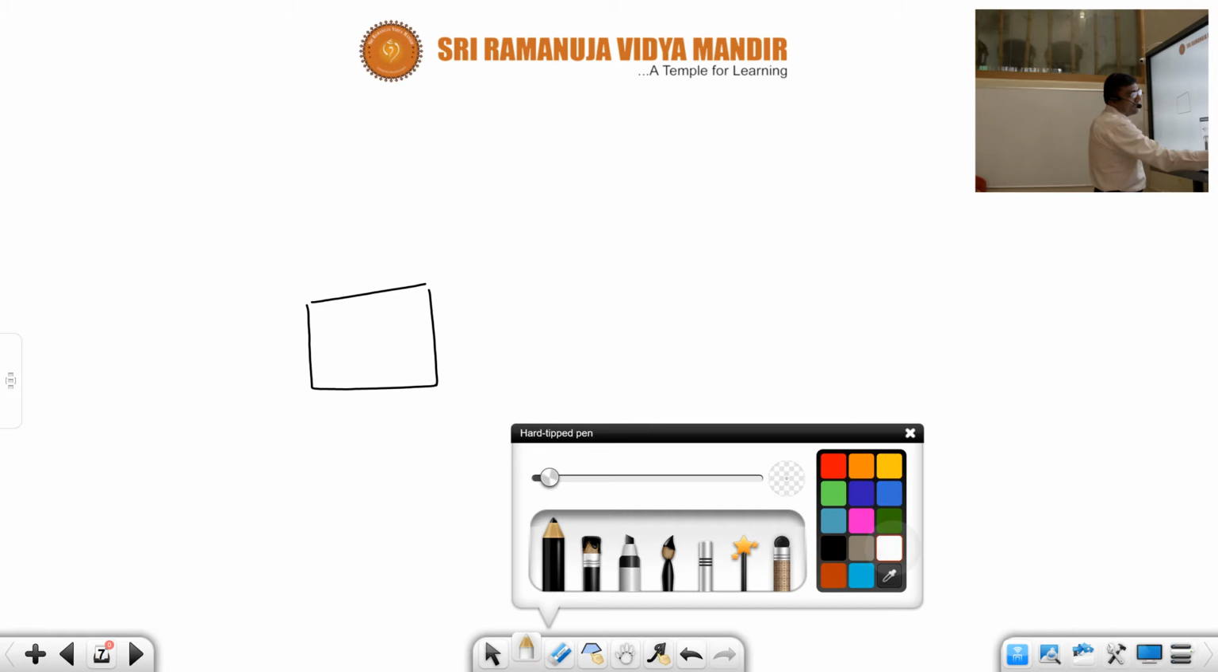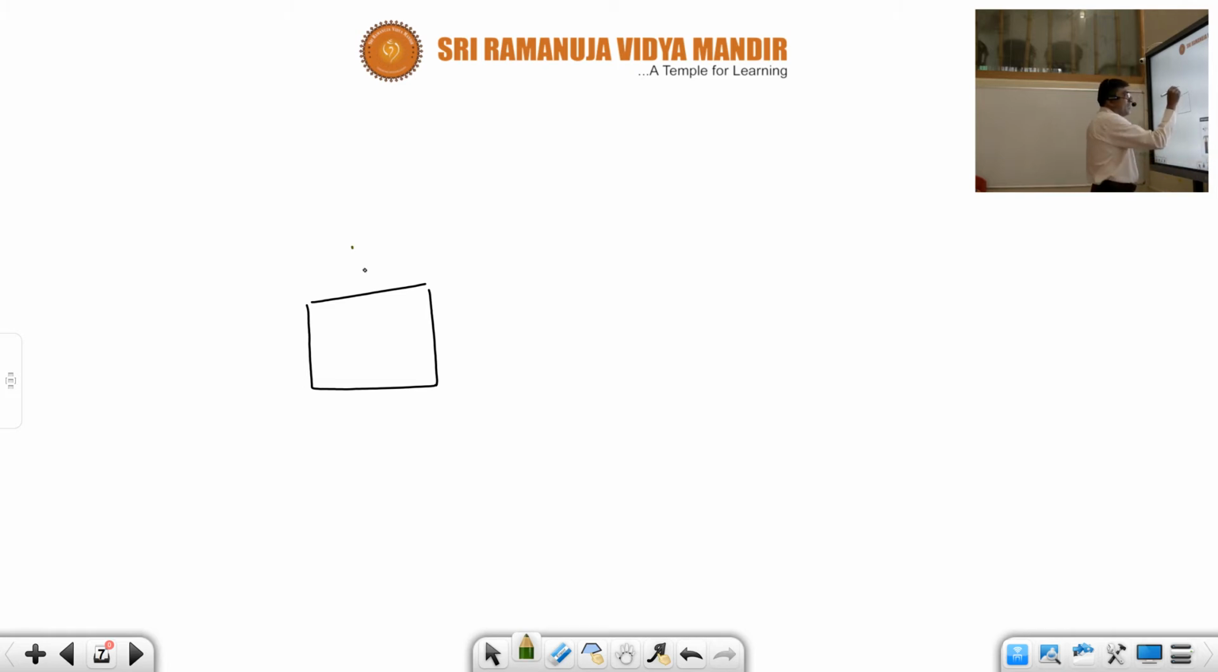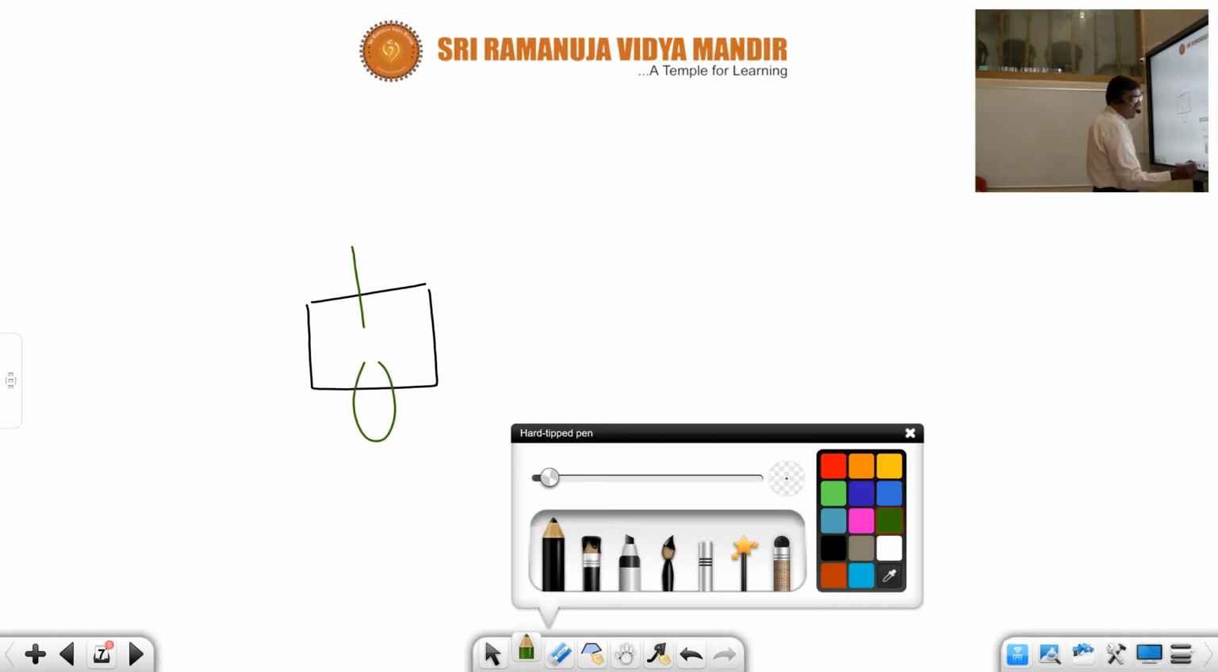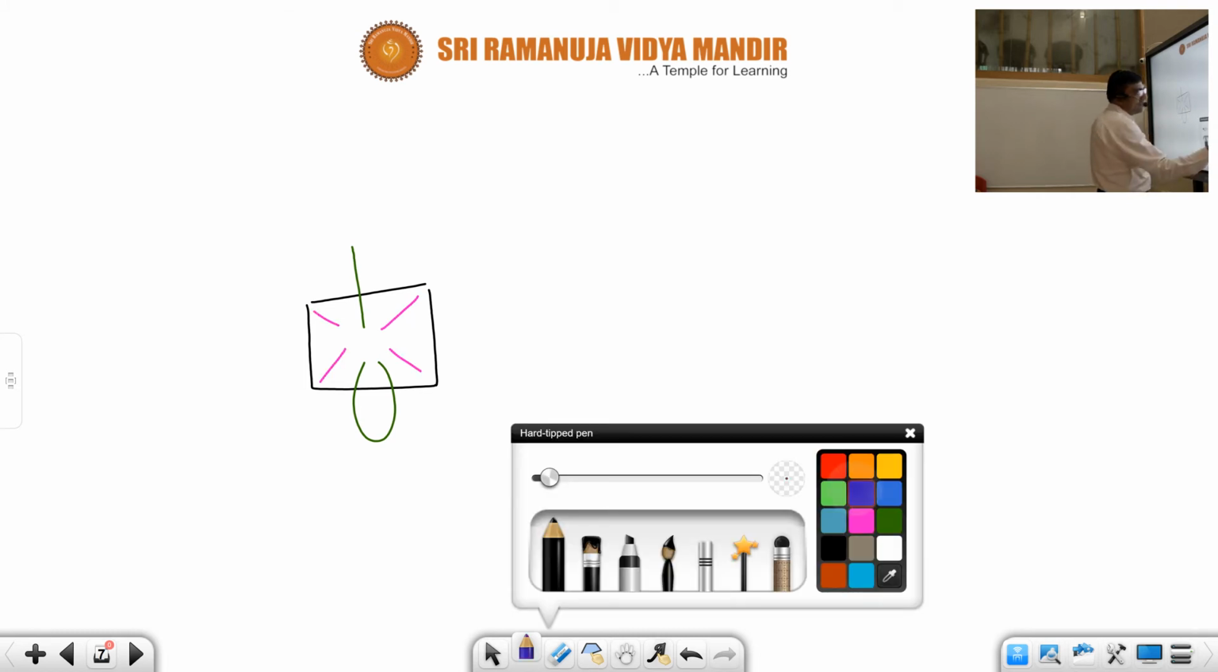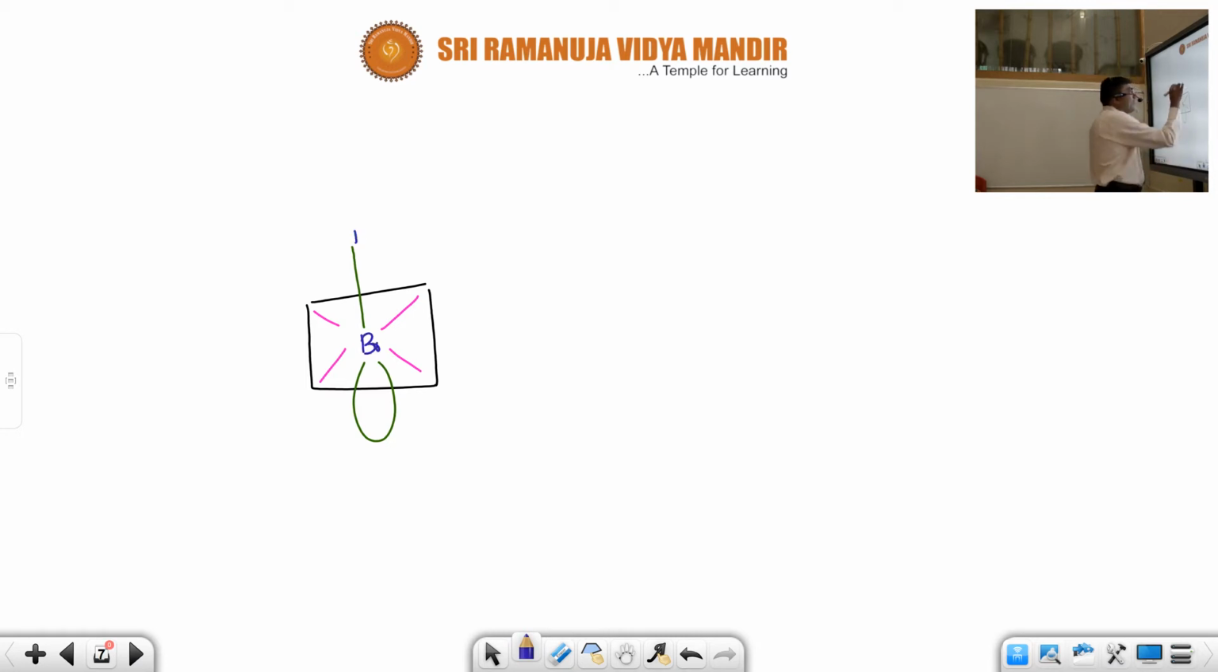Here the problem is, you have one lone pair. Have a look here. One lone pair is available in this. So here you have Br, F, F, F, F, and here the lone pair, F. So this structure is called square pyramidal.